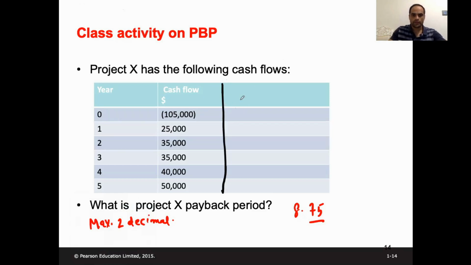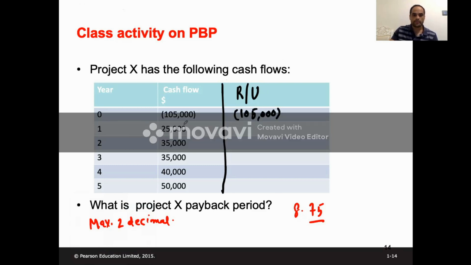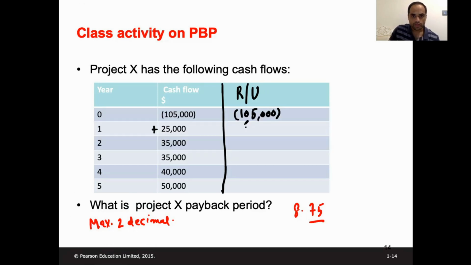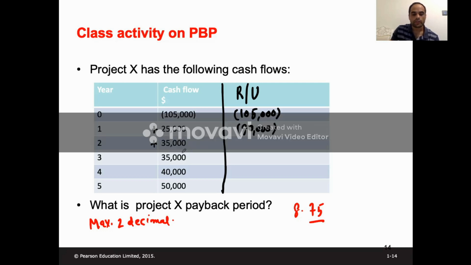So this is recoverable and unrecoverable amount, right? First year is same, which is 105,000. Second year, how much we recover? 25. So 105 minus 25 is how much? 80,000. 80,000 left, right? Unrecovered is 80,000. So 80,000 minus 35, so 45,000, right? 45,000.